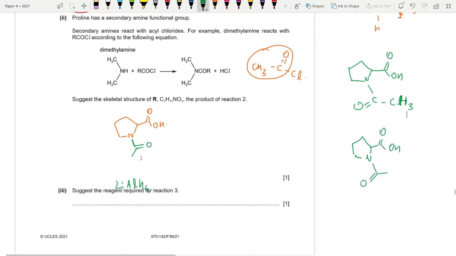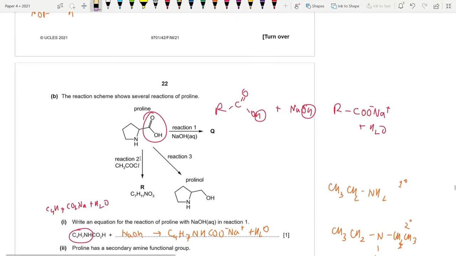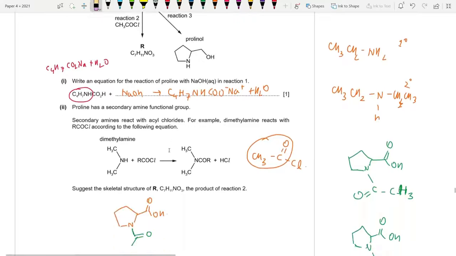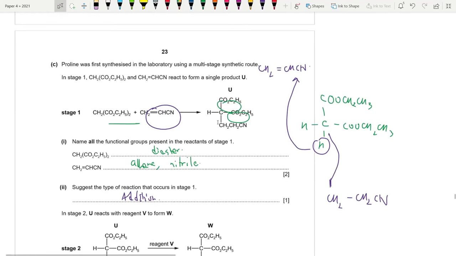Now suggest a reagent required for reaction 3. I was telling you guys, reaction 3 is a reduction reaction. So the carboxylic acid group is converted to an alcohol. The only suitable reagent for this is lithium aluminium hydride, LiAlH4. It's a reducing agent.